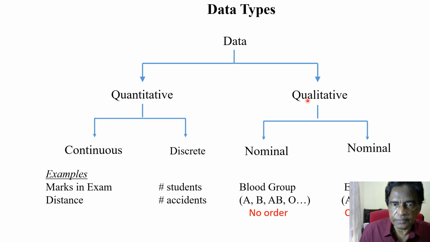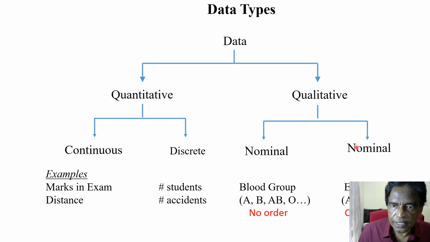Under qualitative, it can be nominal or, sorry, it's a mistake here, it should be ordinal, okay, ordinal. So nominal means names given, like blood group A, B, AB. It doesn't mean one is superior to the other, right? These are just names given to whatever combinations we have. So for blood group, there's no order.